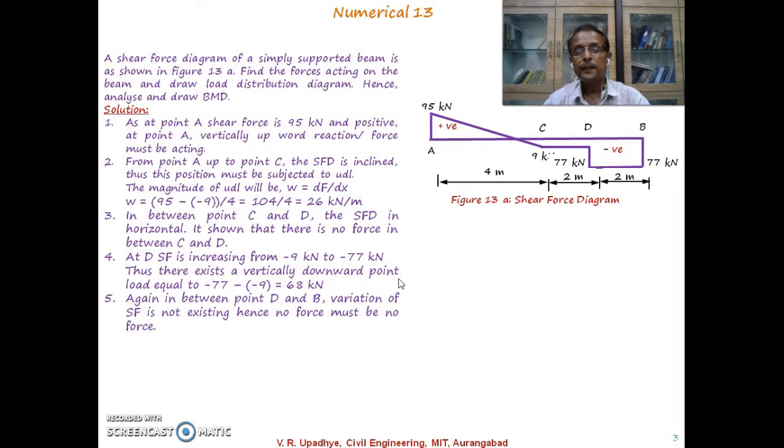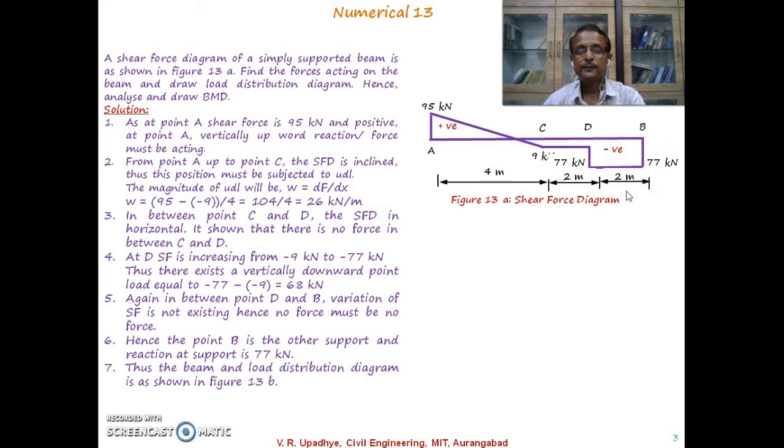Further, between point D and point B, variation of shear force does not exist. So that is horizontal. So there is no force acting between D and B, and then point B is the other support, and the reaction at support B is 77 kN. That is the meaning of that. So the beam and load distribution diagram can then be drawn something like this.